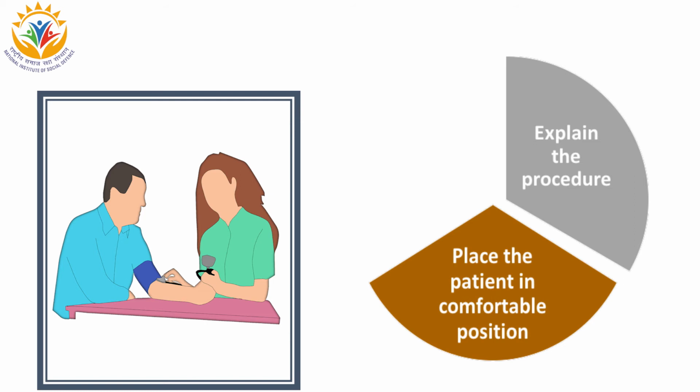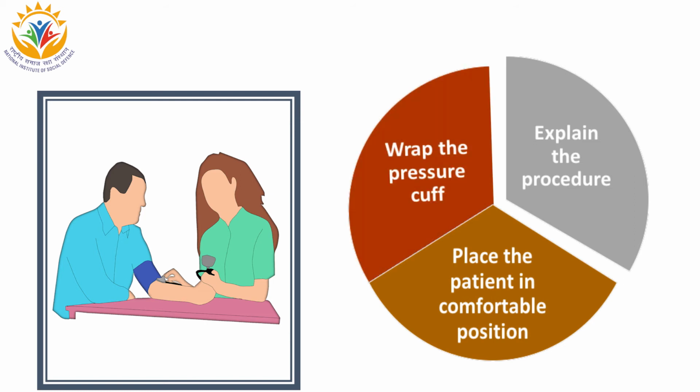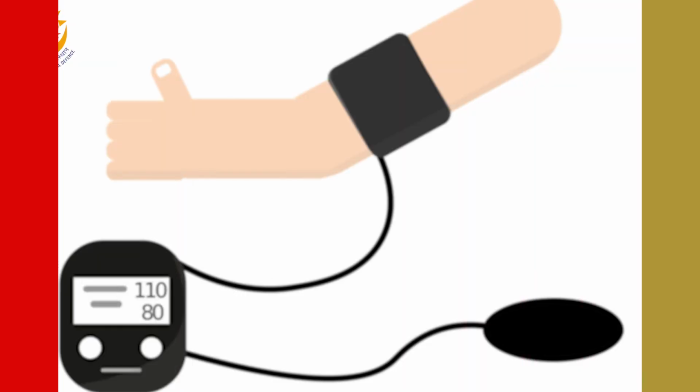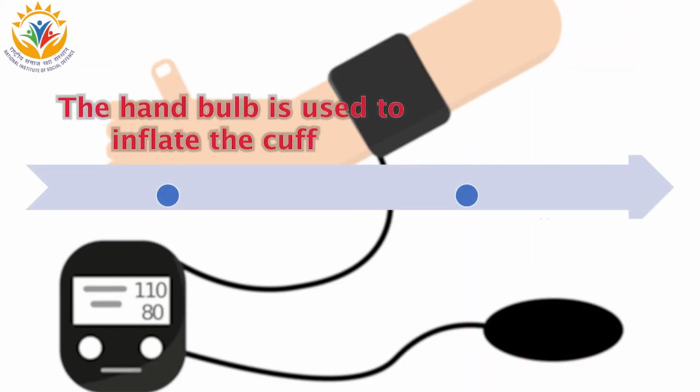Ask the patient to extend the arm so that the caregiver can tie the pressure cuff around the left arm of the patient, and the drum of the stethoscope has to be placed under the pressure cuff. This way the sound of blood can be heard nicely. The hand bulb is used to inflate the cuff to create the maximum pressure. This is indicated in the mercury gauge by a rise in the level of mercury. The cuff is inflated till the sound of blood flow stops.